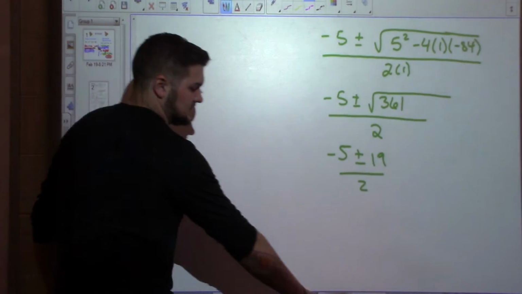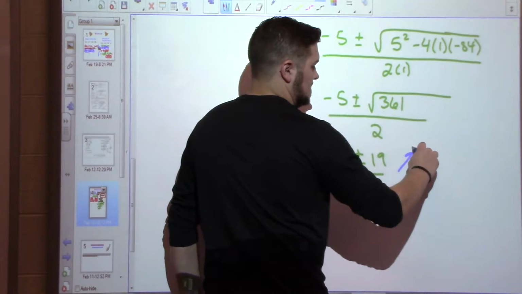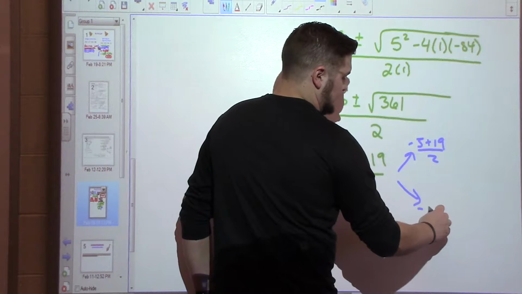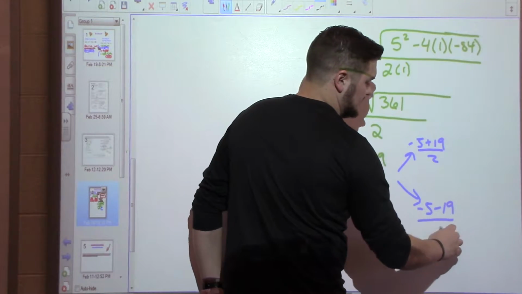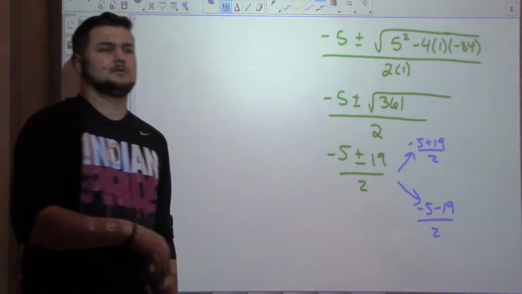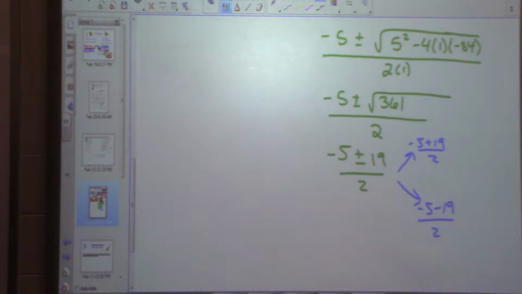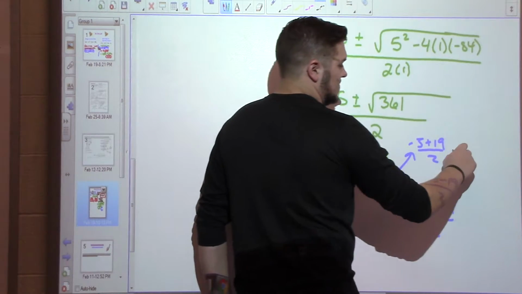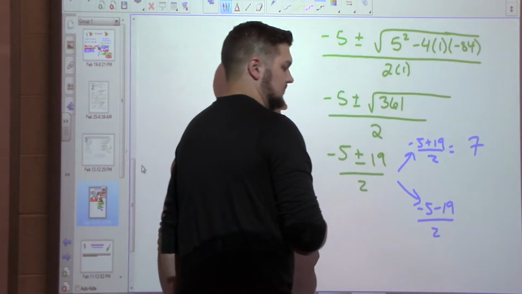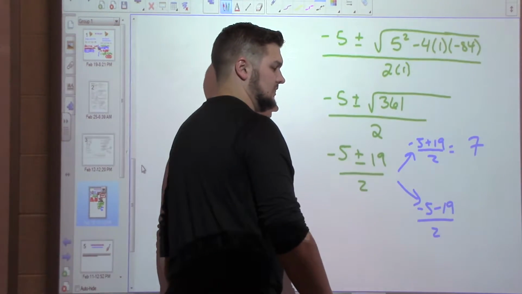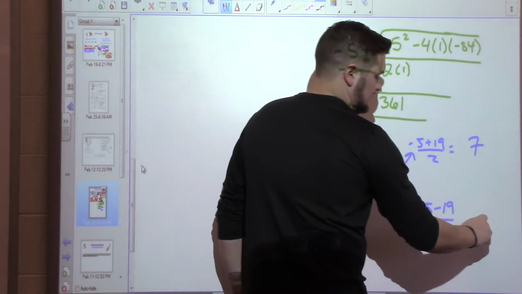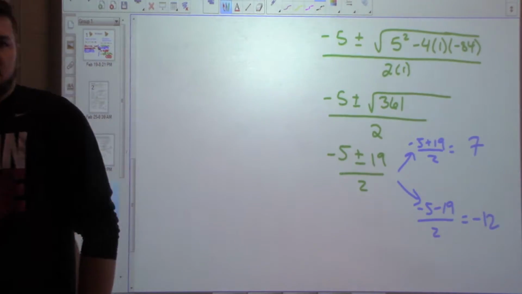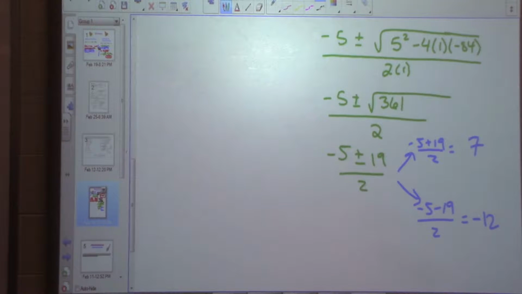So, split it up and solve it. Negative 5 plus 19 over 2, and negative 5 minus 19 over 2. Well, negative 5 plus 19 will be 14, divided by 2 is 7. Negative 5 minus 19 is negative 24, divided by 2 is negative 12. If you factor, did you get the same answers? Sweet.